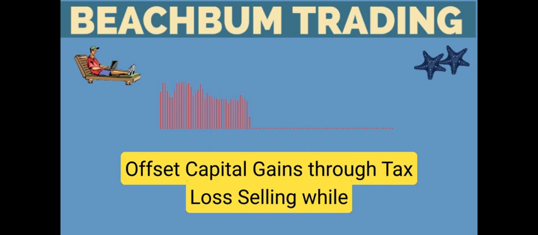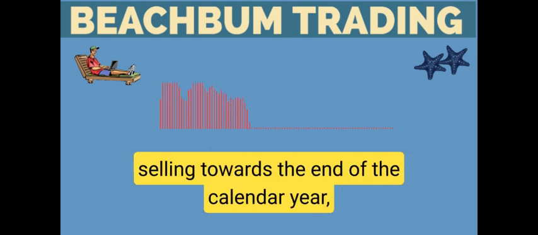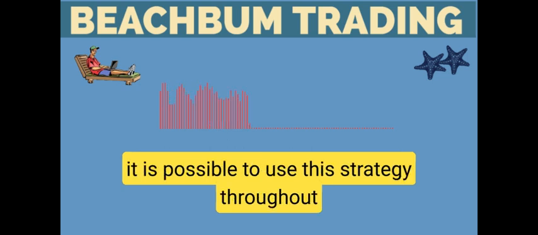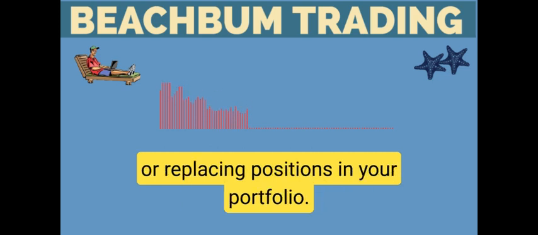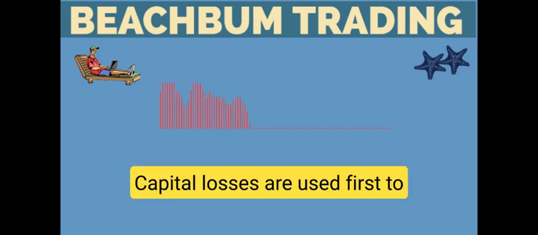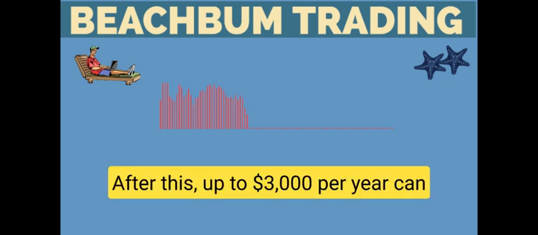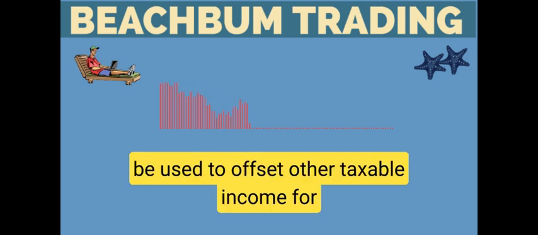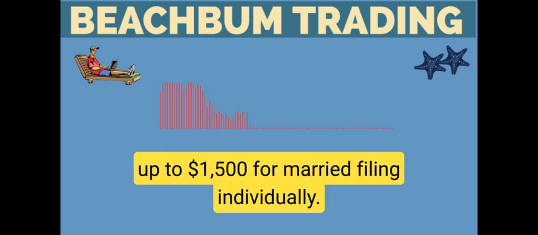Offset capital gains through tax loss selling. While some investors turn their attention to tax loss selling towards the end of the calendar year, it is possible to use this strategy throughout the year to capture tax losses through rebalancing or replacing positions in your portfolio. Capital losses are used first to offset other taxable capital gains. After this, up to $3,000 per year can be used to offset other taxable income for an individual filer or married couple filing jointly, up to $1,500 for married filing individually.